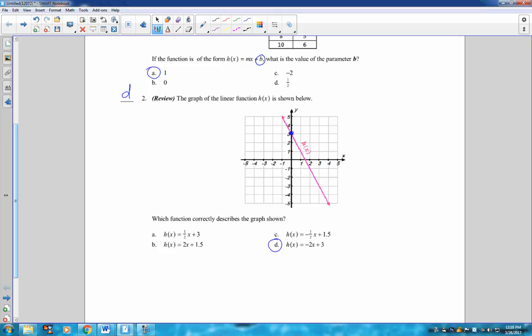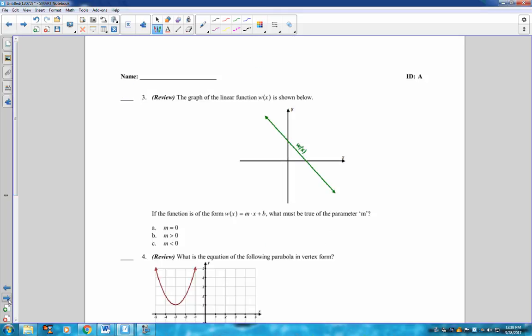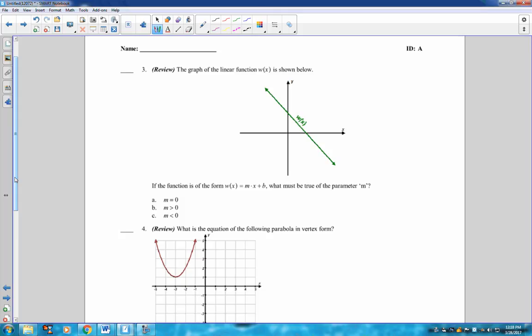The answer to number 3 is C. The graph of the linear function w of x is shown below. If the function is of the form w of x equals mx plus b, what must be true of the parameter m? m represents your slope. If a graph is going down from left to right, then it has a negative slope. So that means that m has to be less than 0.